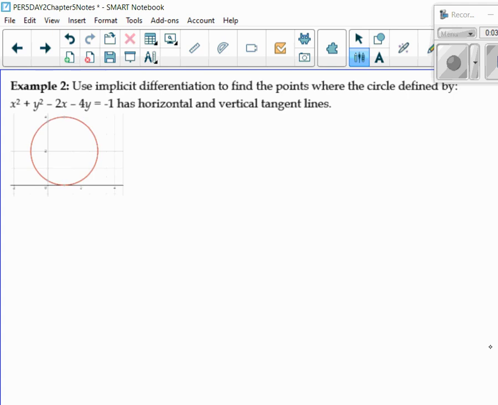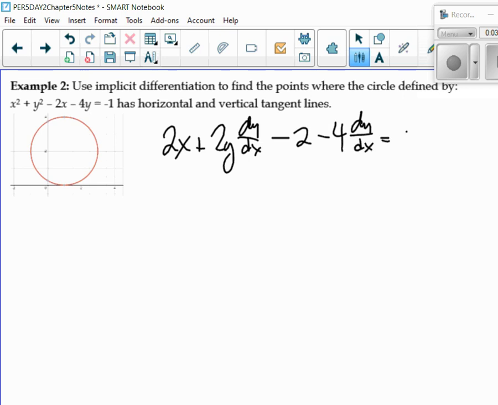Use implicit differentiation to find the points where the circle defined by x squared plus y squared minus 2x minus 4y equals -1 has horizontal and vertical tangent lines. So, first step, derive. So we get 2x plus 2y dy dx minus 2 minus 4 dy dx equals 0.